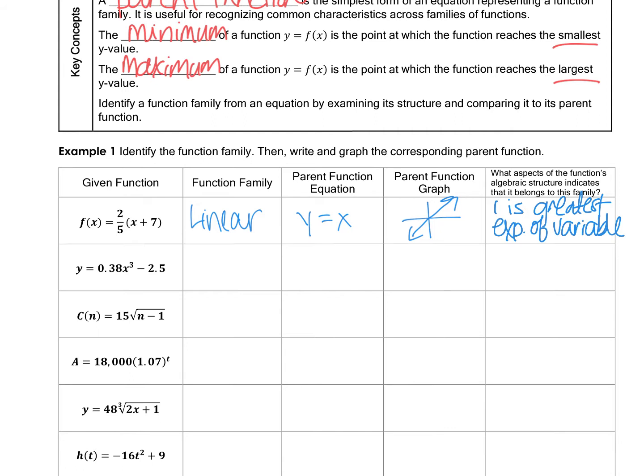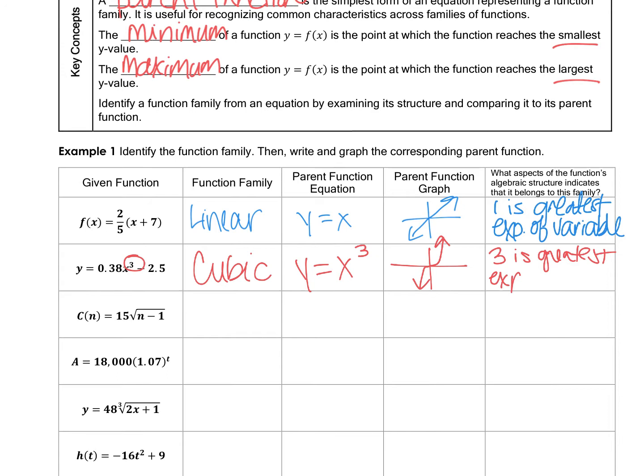Okay, so the next one, notice we have x cubed. This is called cubic. The parent function is y equals x cubed, and that looks like this little squiggle line. The reason we know this is going to be cubic is because 3 is the greatest exponent of the variable. So anytime your highest exponent is a 3, that's called a cubic function.